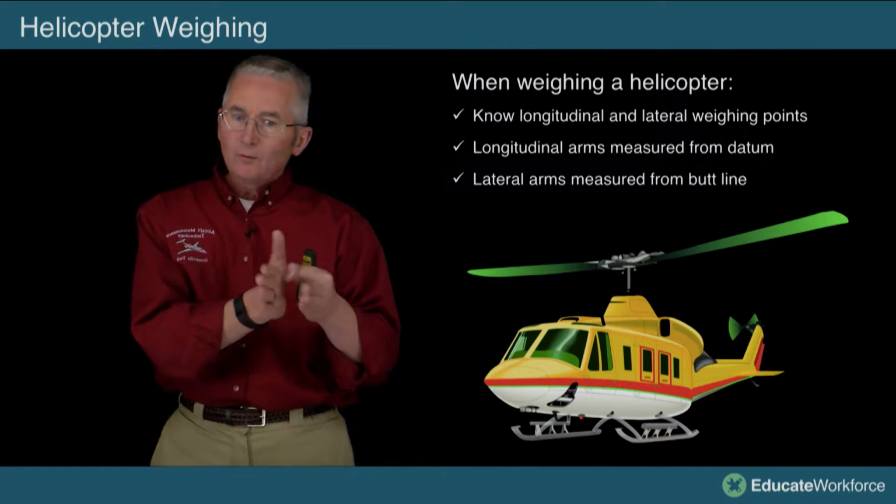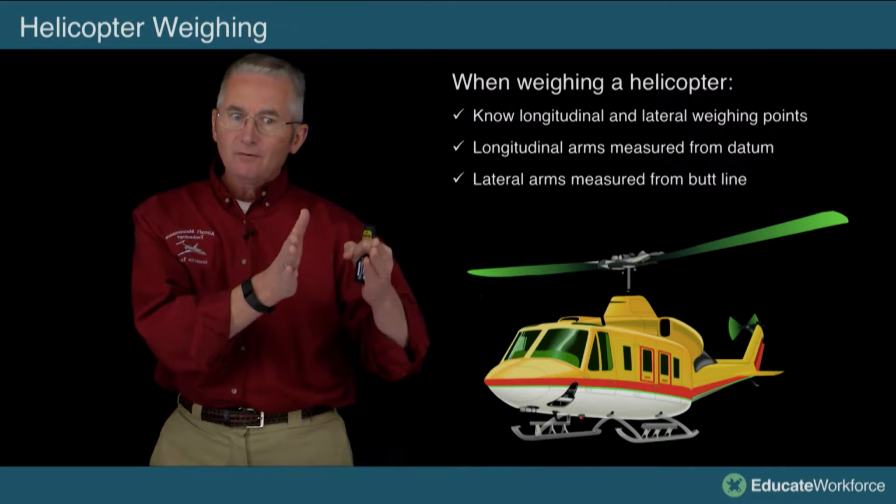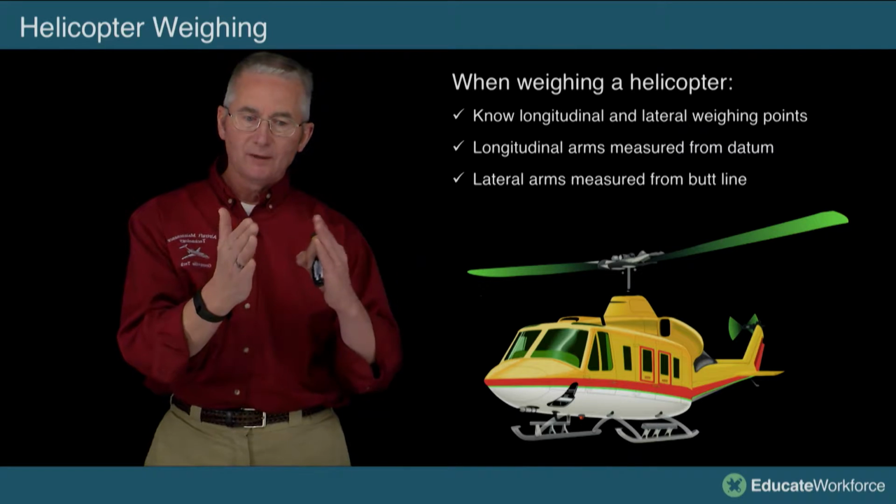When we're doing the weight and balance on a helicopter, we also have to read the type certificate. We need to find out, how do I position that main rotor? Where should that main rotor be when I'm actually doing the weight and balance of that aircraft?